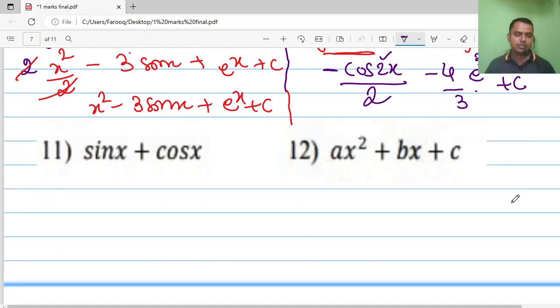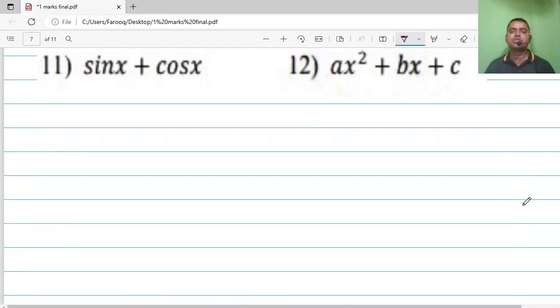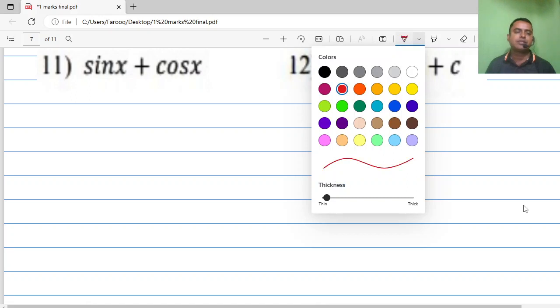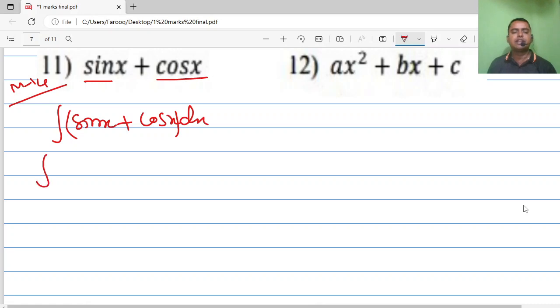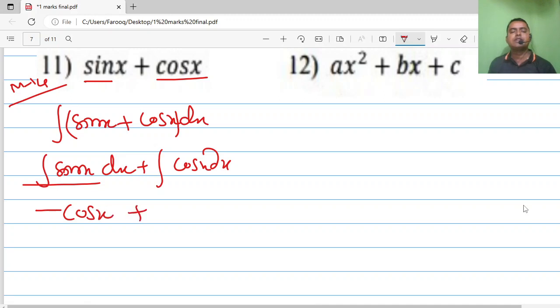And the 11th problem, this question has been asked in March 2014. Find the integral or evaluate the given one. March 2014 question, for 1 mark. Now integration of sin x plus cos x dx. So two terms are there, one is sin, one is cos. Separate these two terms: sin x dx plus cos x dx. Integration of sin is minus cos x, integration of cos is sin x, plus c.